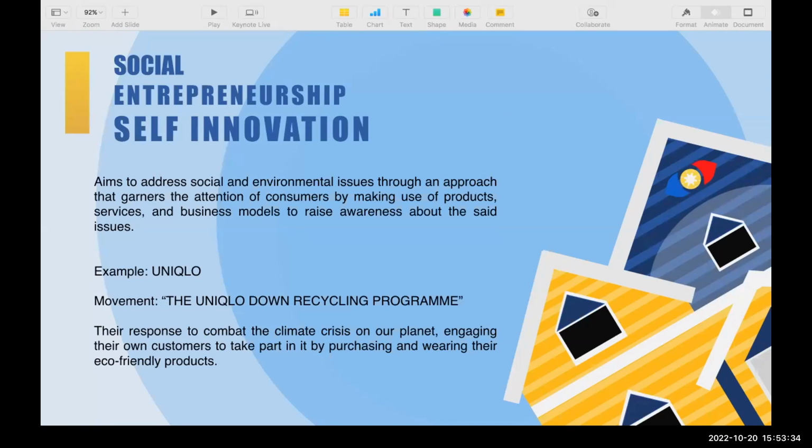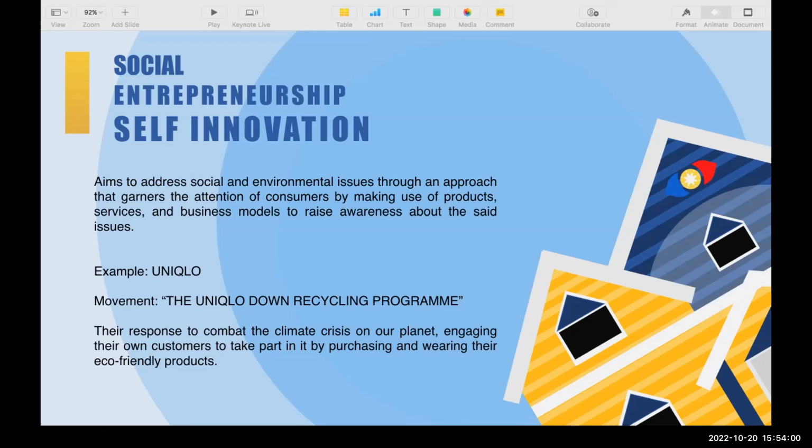Their movement entitled the Uniqlo Down Recycling Program is the response to combat the climate crisis on our planet, engaging their own customers to take part in it by purchasing and wearing their eco-friendly products. The materials used to design Uniqlo's recycled down outerwear are made out of 100% down padding and feathers from used products, minimizing waste and the adverse effects of fast fashion.